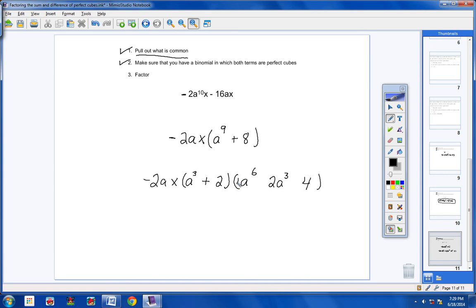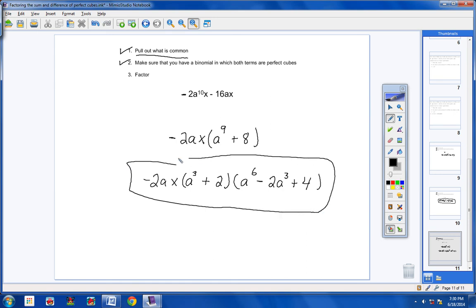Now, remember, this first term here is always positive. You don't have to put a plus sign. You can if you want to. You don't have to. This first term here is always positive. This last term here is always positive. And then whatever this sign is right here, you always put the opposite sign right here. And you're done. That's it.